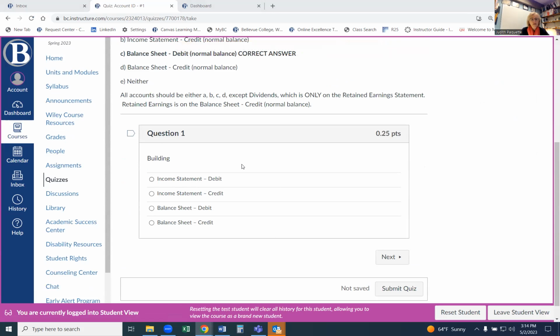Is building, what statement is it on and what's its normal balance? And do you know if it's an asset, liabilities, stockholders' equity, revenue, or expense? So Adam, do you want to put that in the chat? I can't remember if you have sound or not. Oh, he did put it in the chat. Balance sheet debit. Sorry, I'm wasting our time.